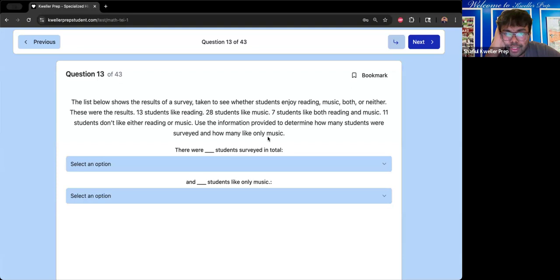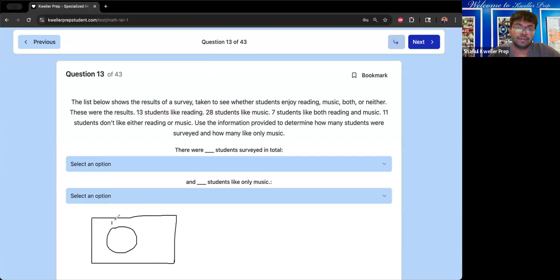13 students like reading, 28 students like music, 7 students like both reading and music, 11 students don't like either. Okay, so the idea here is I like to create boxes for these. This box represents the total amount of students. The circle is students that like reading. The other circle is the students that like music. The inside is students that like both. This should be obvious. And then the outside is just whoever doesn't like either. This is a Venn diagram. It's just a way to think about it.